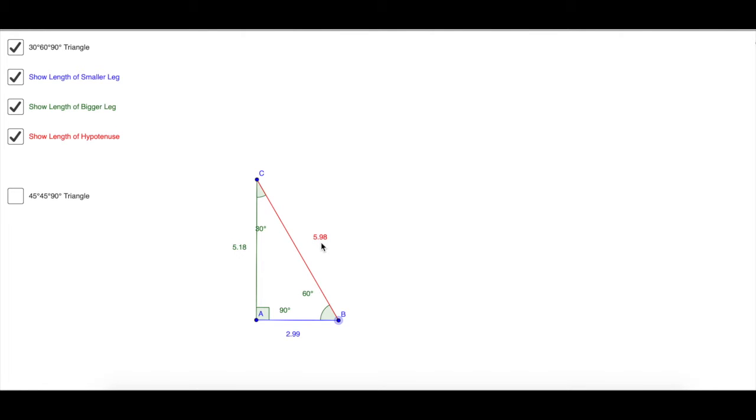And it doesn't matter what I do. As long as it's a 30, 60, 90 triangle, the short leg, which is adjacent to the bigger angle, the 60-degree angle, is always in a 1-to-2 ratio with the hypotenuse. The long leg isn't as obvious because the square root of 3 is an irrational number, really close to 1.73. But if you take 3 and multiply by the square root of 3, you're going to get this length.